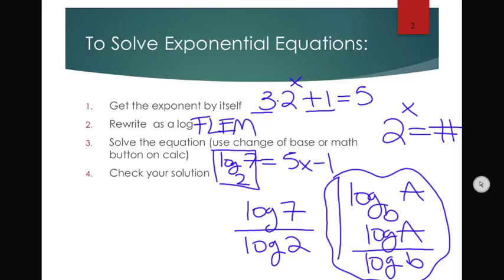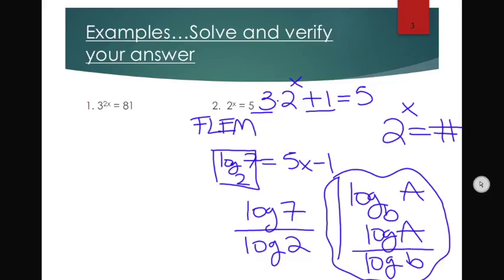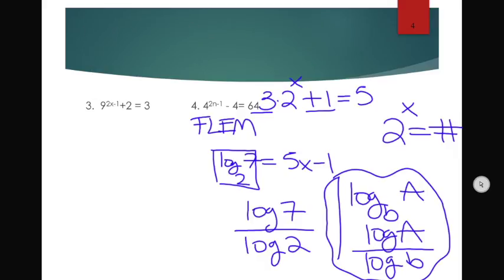So these are all going to be not super nice numbers, whereas when you were solving logs, you had some kind of nice numbers. So these are all going to be kind of weird, funky decimals. Okay, so there are our steps.